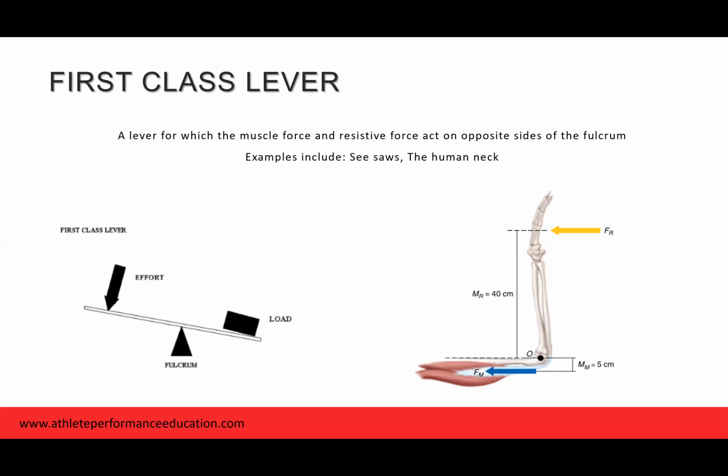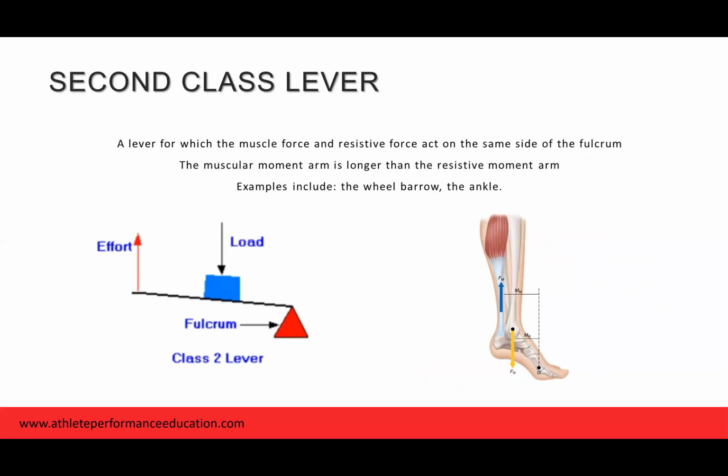Our first class lever is a lever for which the muscle force and the resistive force act on opposite sides of the fulcrum. This is our classic lever system, the one we see probably most commonly and understand the earliest, and that's our seesaw system, where we have even loads on either side. Force is acted on one side and it moves the load on the other side. Now, a classic example of this in the human body would be the neck, where we can tilt forward or back. If we're moving back, then we're using our extensors on the back of the neck, and the front of the head becomes the load, and vice versa.